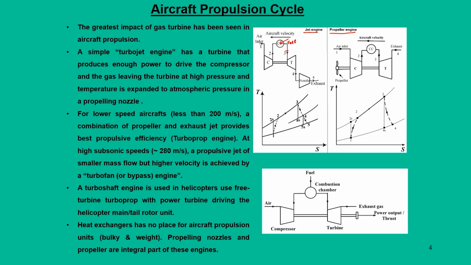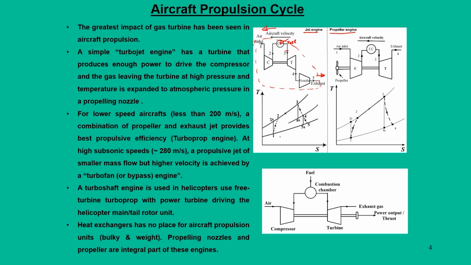After expansion in the nozzle it will give you the thrust. This is something like Newton's third law of motion: for every action there is an equal and opposite reaction. So when the exhaust leaves at state 5, and if this entire gas turbine system is taken as a single system, the aircraft velocity we get this way. So we get the thrust in the opposite direction.